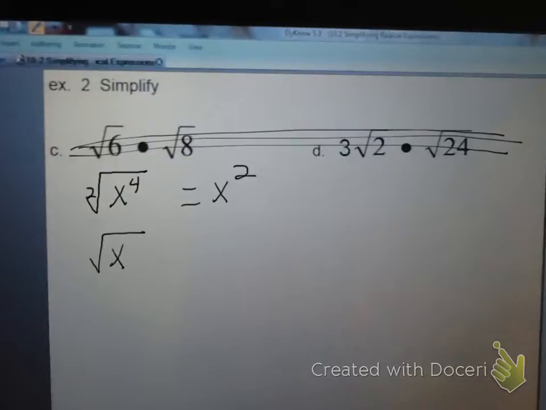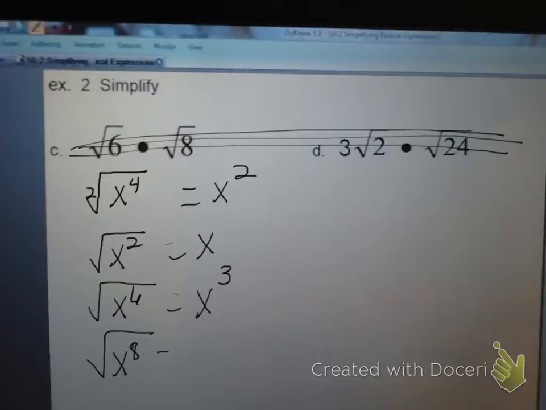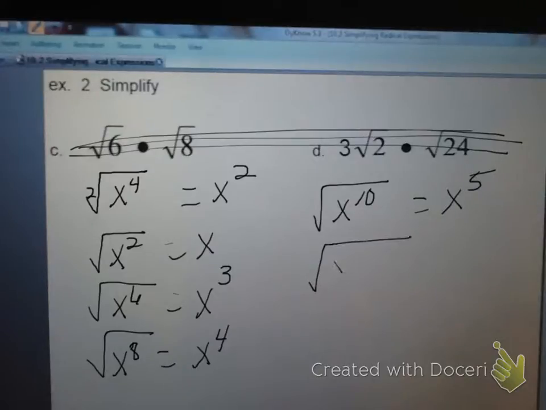So the square root of x squared is x. The square root of x to the 6, again, I'm going to divide 6 divided by 2 and get 3, so it's x to the 3rd. The square root of x to the 8th is x to the 4th. The square root of x to the 10th is x to the 5th. The square root of x to the 14th, again, I'm dividing 2 into the exponent, get x to the 7th.